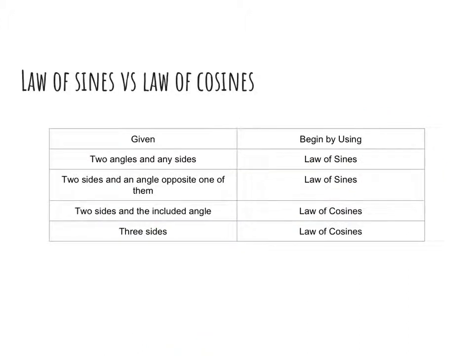Just to review, law of sines versus law of cosines, depending on what you're given, each one has its benefits of being done first. If you're given two angles and any of the sides, you probably want to start with law of sines. If you're given two sides and an angle opposite one of them, you want to use law of sines. If you're given two sides and the angle in between the two sides, you want to use law of cosines. And if you're given all three sides, you want to use law of cosines as well. So again, depending on what you're given in the triangle, will tell you which law you're going to start the problem with.